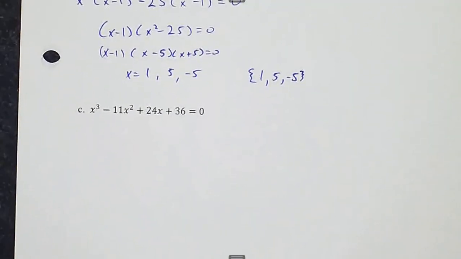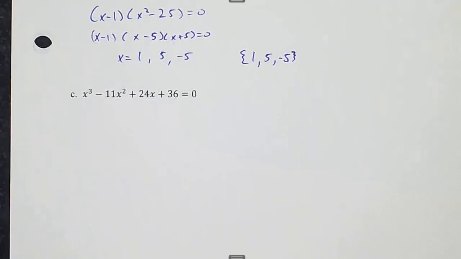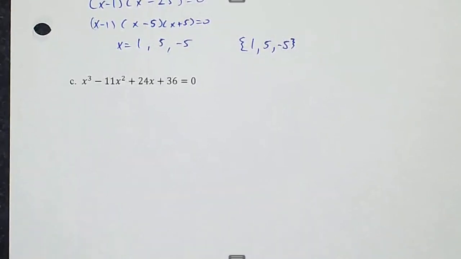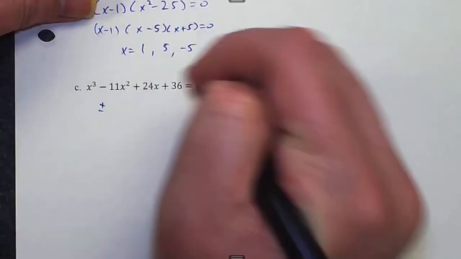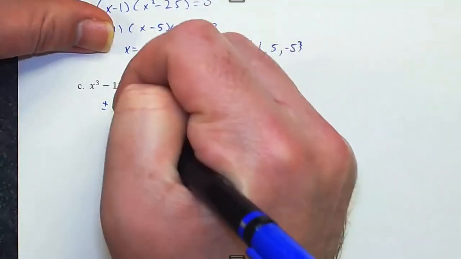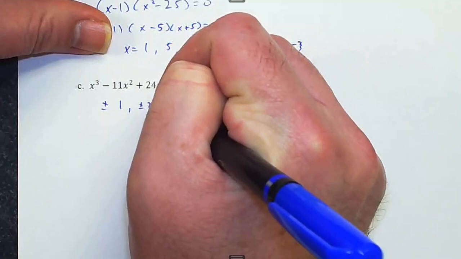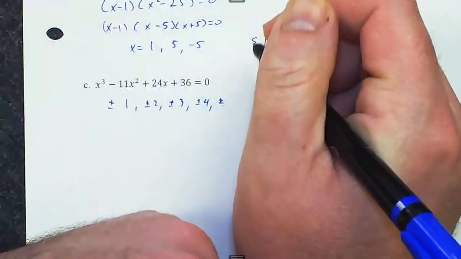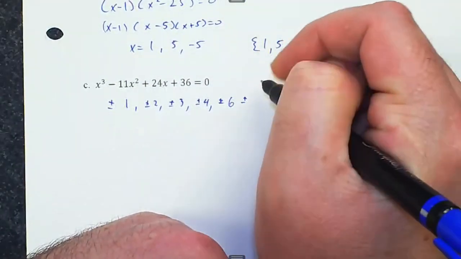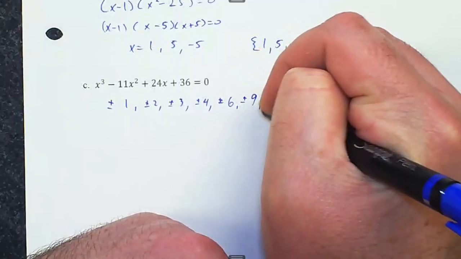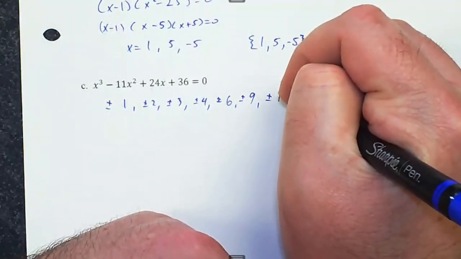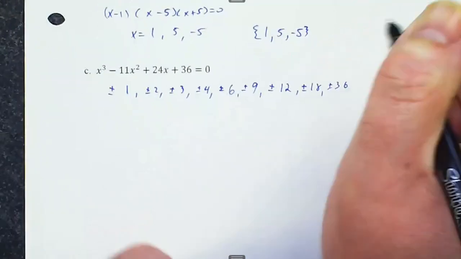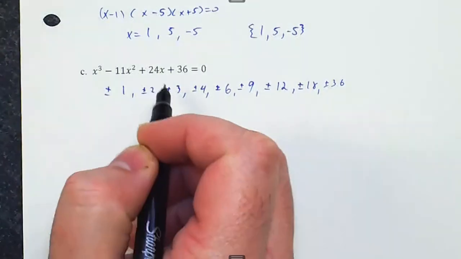Okay, let's go to the last one. Does not look very groupable, but at least the number in front of the x cubed is a 1, right? So our possible rational roots are plus or minus 1, plus or minus 2. Let's see, does 3 go into it? Yeah, it does. What about 4? Yeah. 6 does. 9 does. Wow, I forgot a lot of numbers. 12 does. 18 does, and 36. Now, most likely, the numbers that are going to go into it will be over here, right?